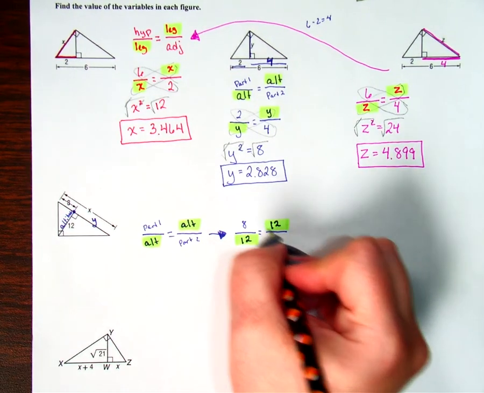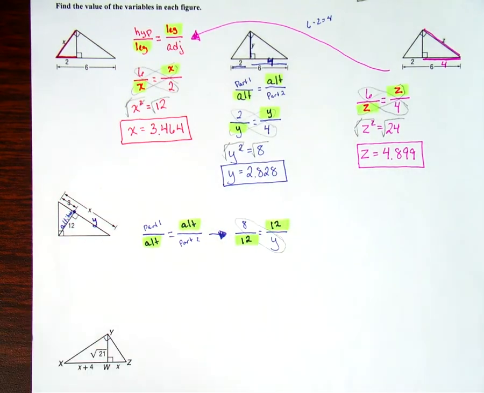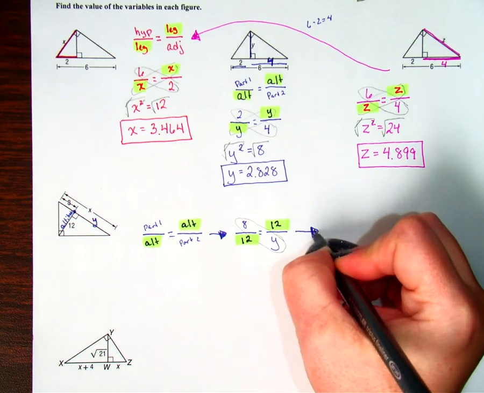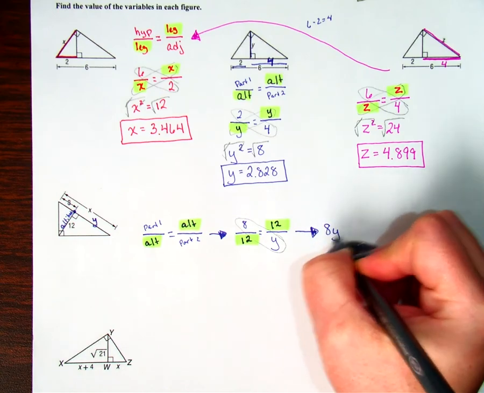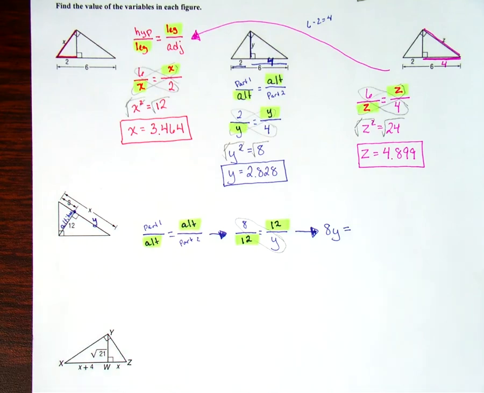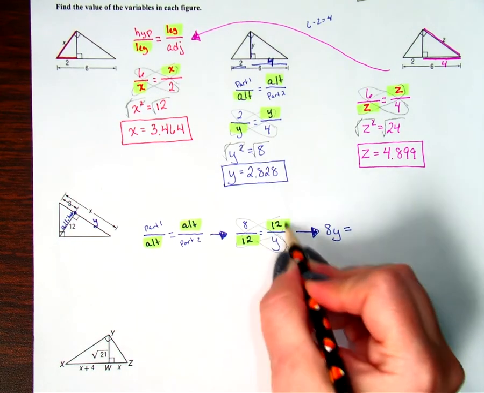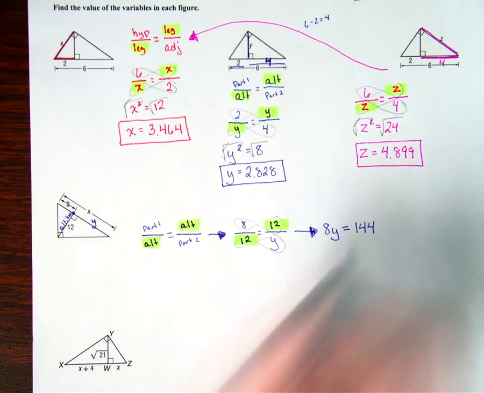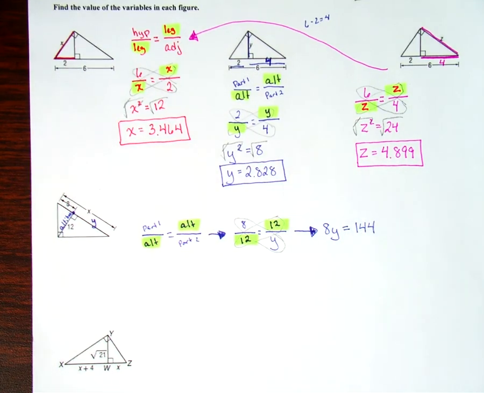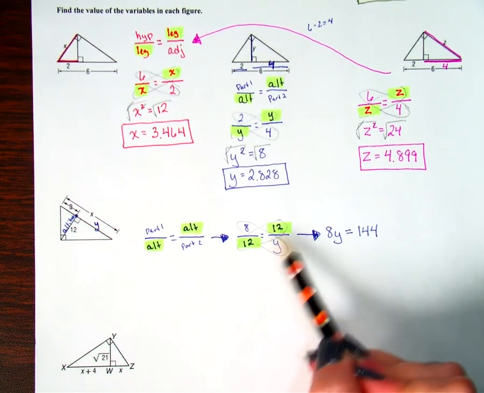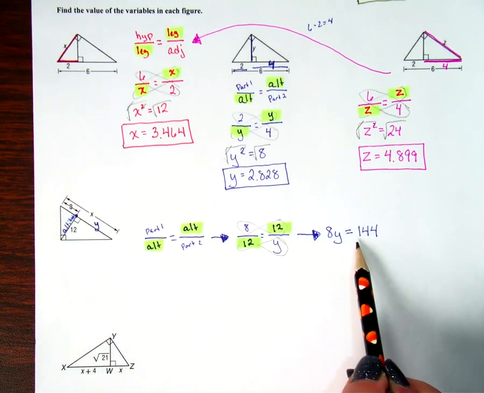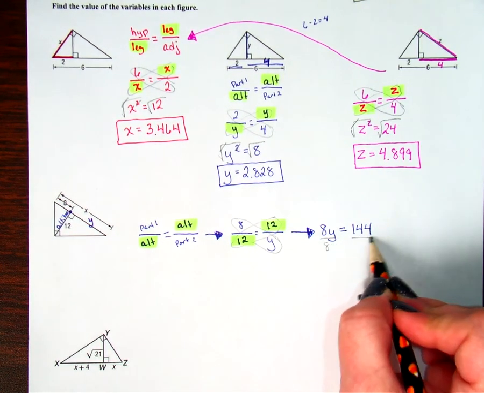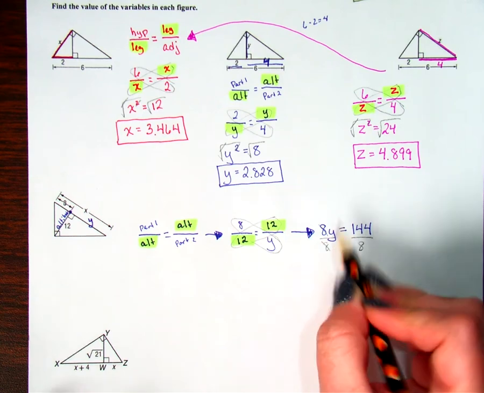Okay? So now I'm going to cross multiply, and I'll get 8 times y, which is 8y, equals 12 times 12, 144. 12 times 12 is 144. And this time I don't have to square root, because notice they gave me my geometric mean. I don't end up with anything squared. I need to get rid of that 8, so I just need to divide both sides by 8. I don't have anything squared this time, so there's no square rooting necessary.